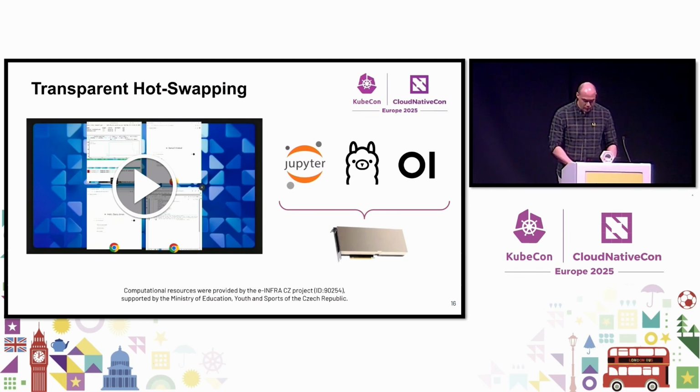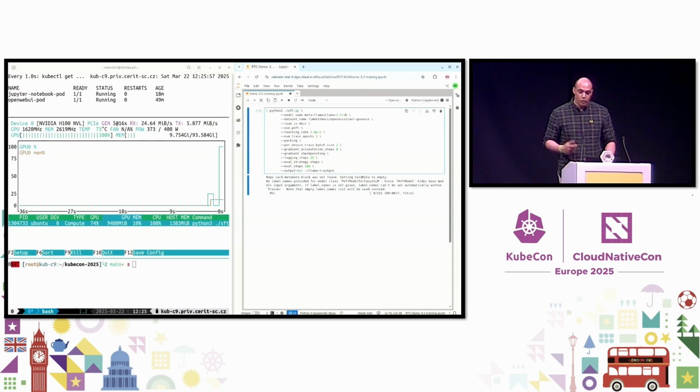So we have a demo showing how we can use this mechanism for hot swapping of models. In this case, we have the cluster that Viktória just presented, using a single Kubernetes node running a training workload in a Jupyter notebook.